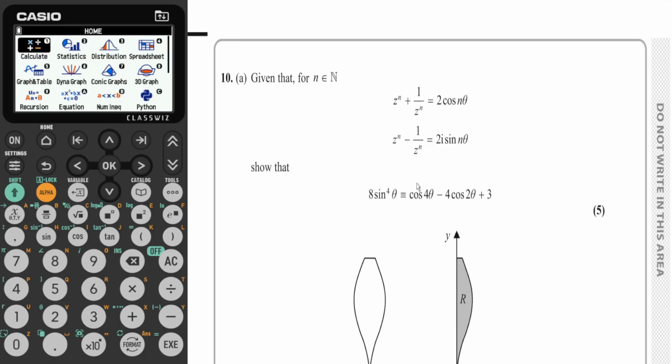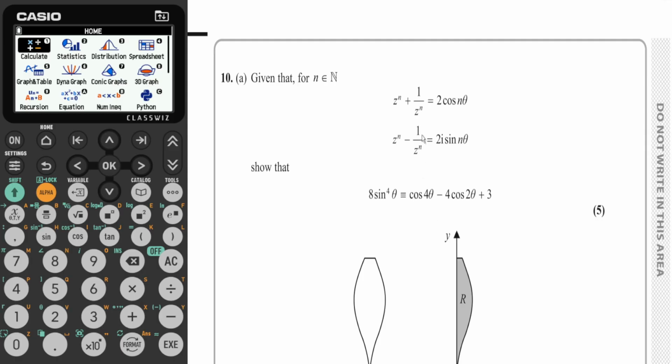Question number 10, part A. Given that for n belonging to the set of natural numbers, z to the n plus 1 over z to the n equals 2 cos n theta, and z to the n subtract 1 over z to the n is equal to 2i sine n theta, we have to show that 8 sine theta to the 4 is equivalent to cos 4 theta subtract 4 cos 2 theta plus 3.